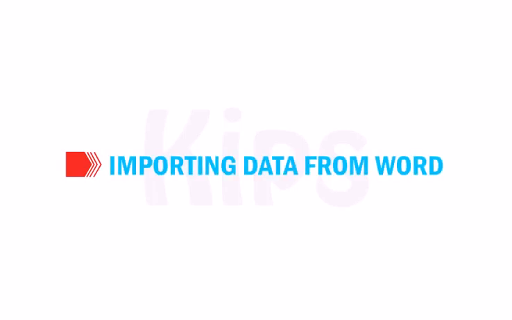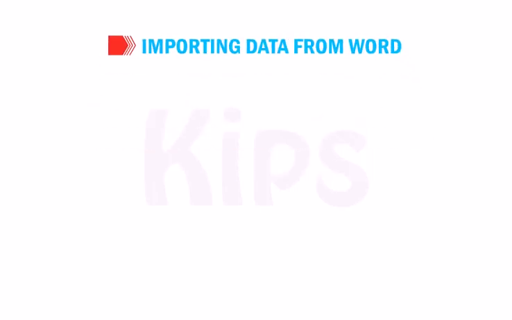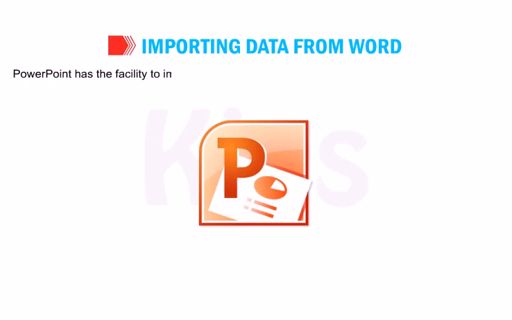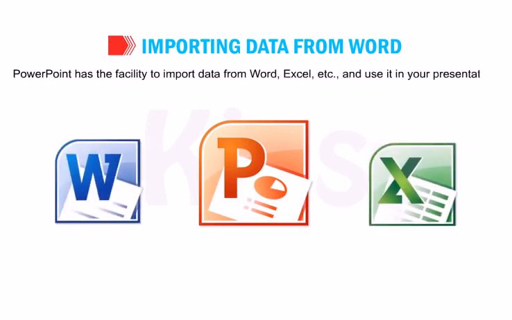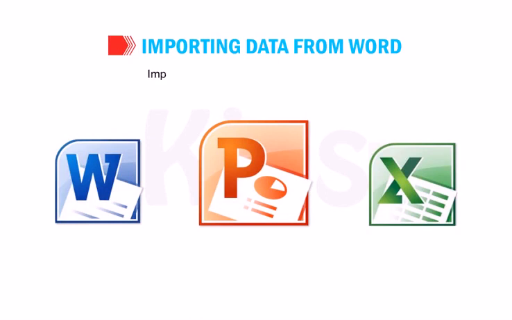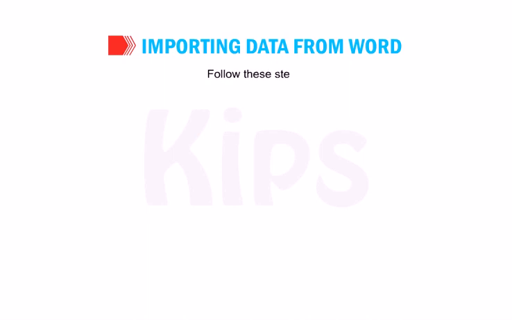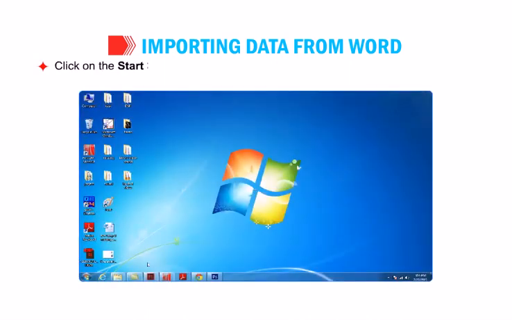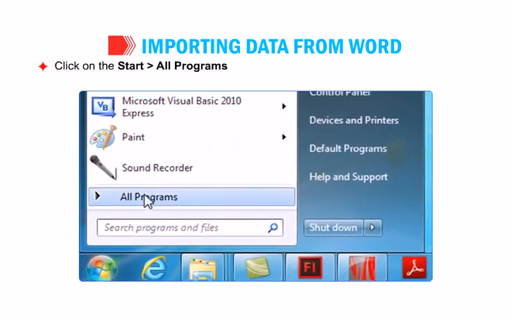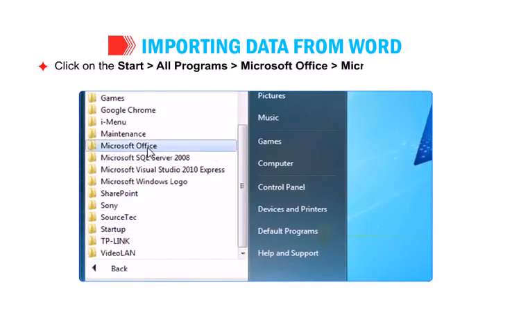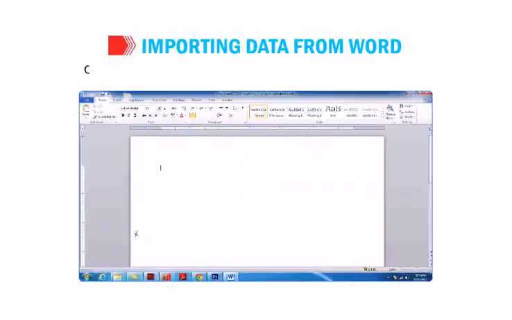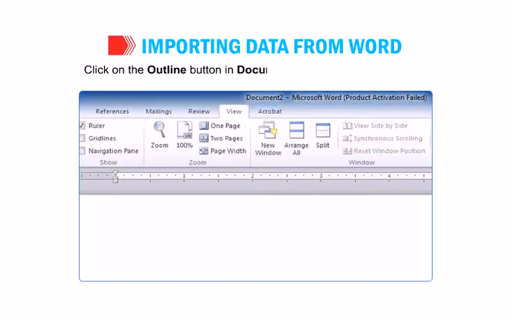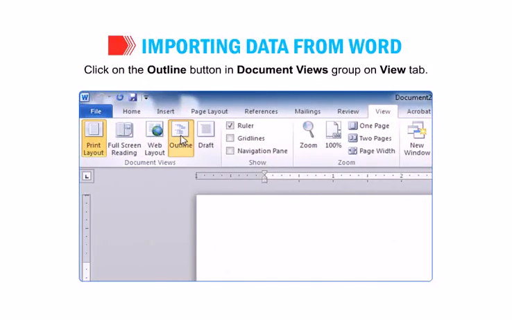Let us understand how to import data from Word. PowerPoint has the facility to import data from Word, Excel, etc. and use it in your presentation. Importing data saves your time and effort. Follow these steps. Click on Start, then go to All Programs, then Microsoft Office, then Microsoft Word 2010. Click on the Outline button in the Document Views group on the View tab.